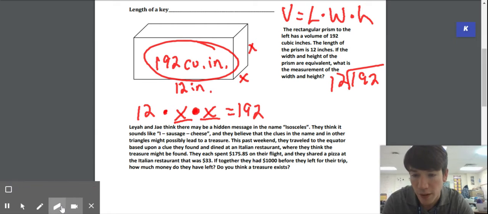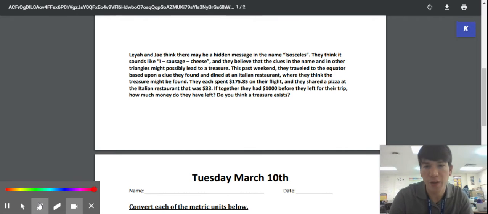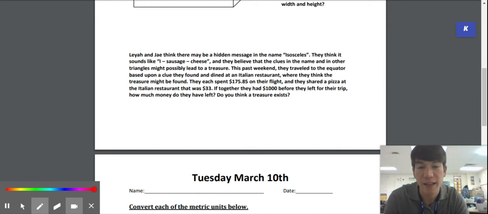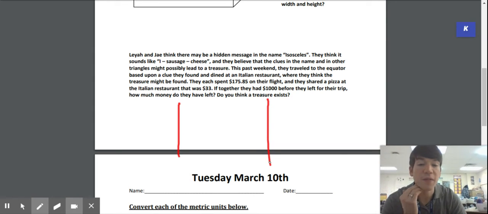All right, let's go to our last question here, a word problem, and here's what it says. Lee and Jay think there may be a hidden message in the name isosceles. They think it sounds like I sausage cheese, and they believe that the clues in the name and in other triangles might possibly lead to a treasure. This past weekend, they traveled to the equator based upon a clue they found and dined at an Italian restaurant where they think the treasure might be found. They each spent $175.85 on their flight, and they shared a pizza at the Italian restaurant. That was $33. If together they had $1,000 before they left for their trip, how much money do they have left? Do you think a treasure exists?